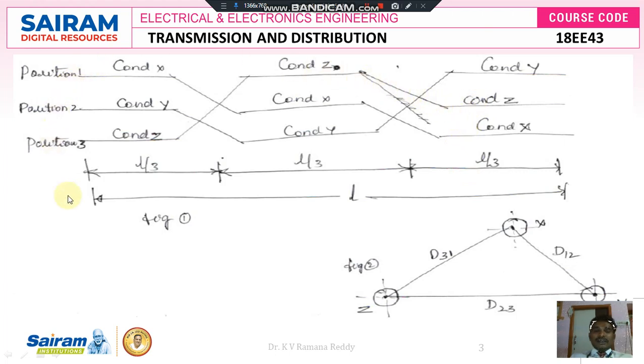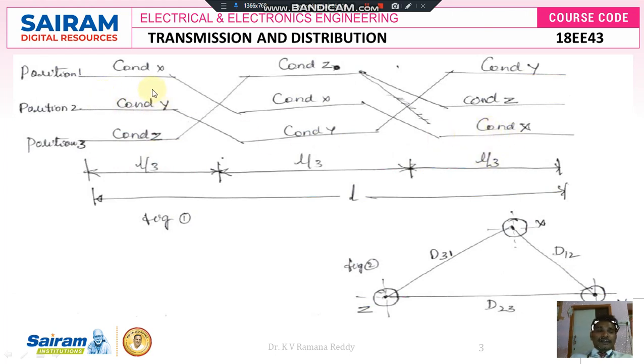So by this, here we are going to exchange the positions from one tower to another tower and another tower to its another nearby tower. So let us see again the position of conductor X. Conductor X is at position 1 at tower A. It is transposed to position 2 at tower B. Then again this conductor X is transposed to position 3 at tower C.